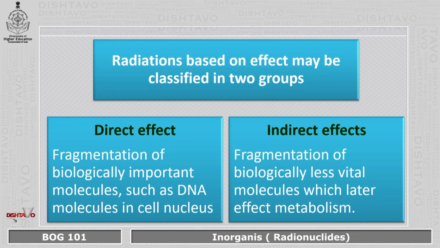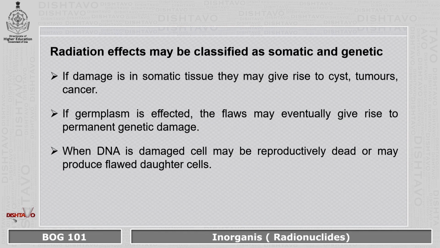Radiation based on effect may be classified as direct effect and indirect effect. Direct effect is fragmentation of biologically important molecules such as DNA molecule in cell nucleus, causing the damage in protein synthesis and then reproduction. Indirect effect is fragmentation of biologically less vital molecules, but the effect may be later found in organisms. Radiation effect may be classified as somatic and genetic.